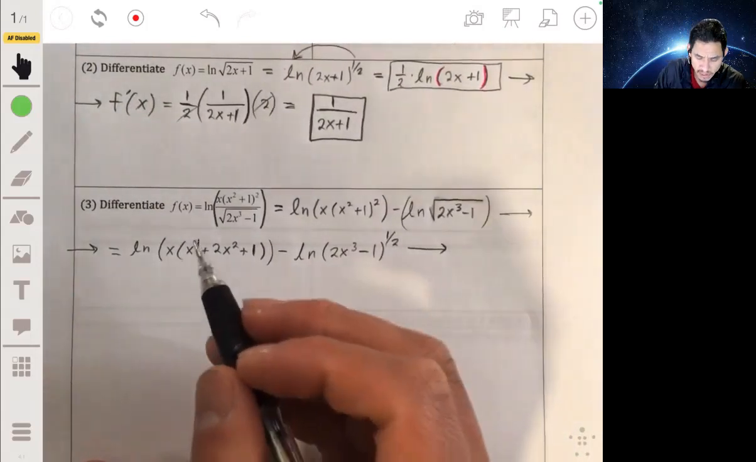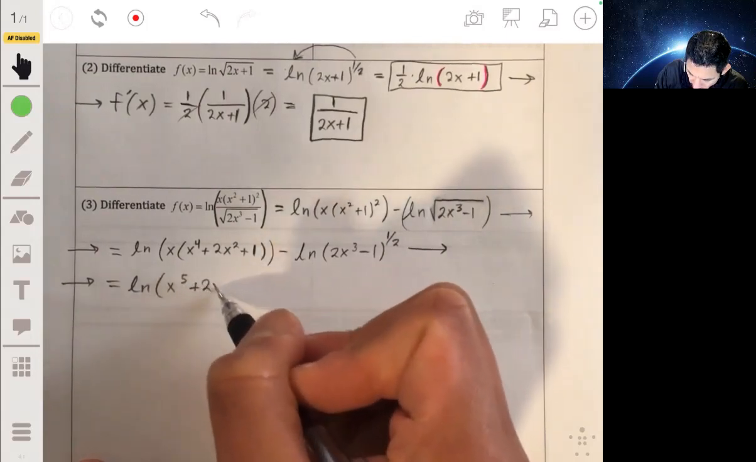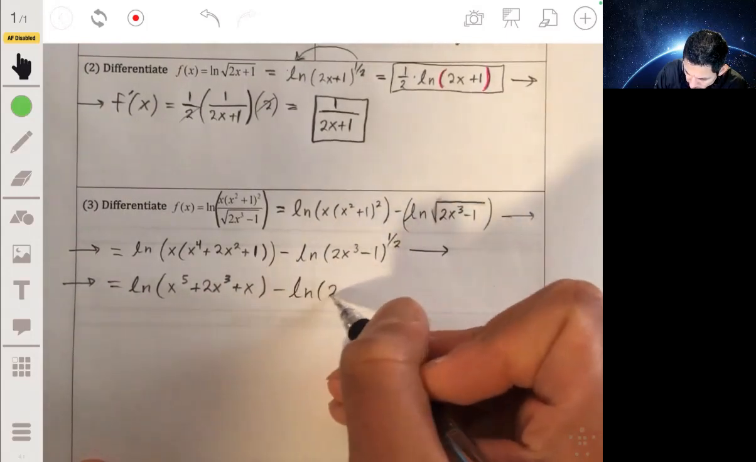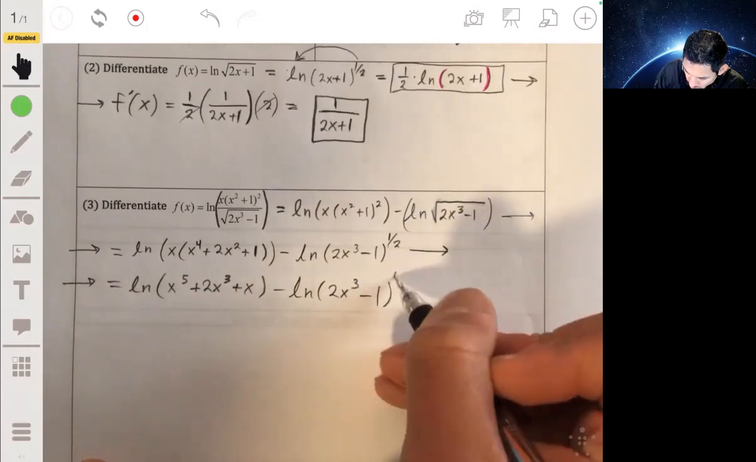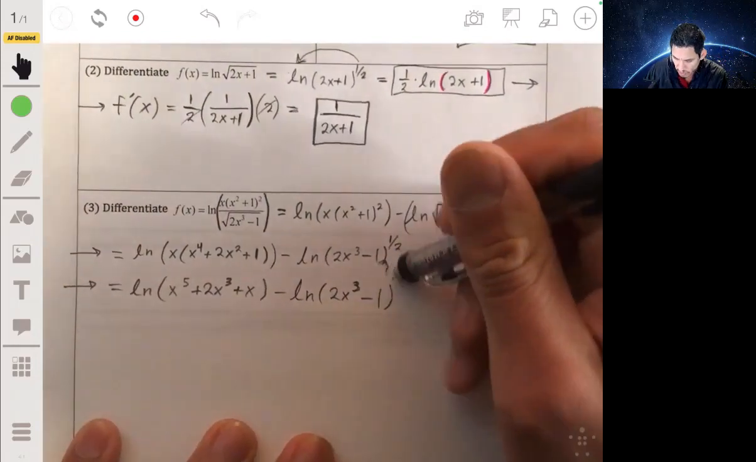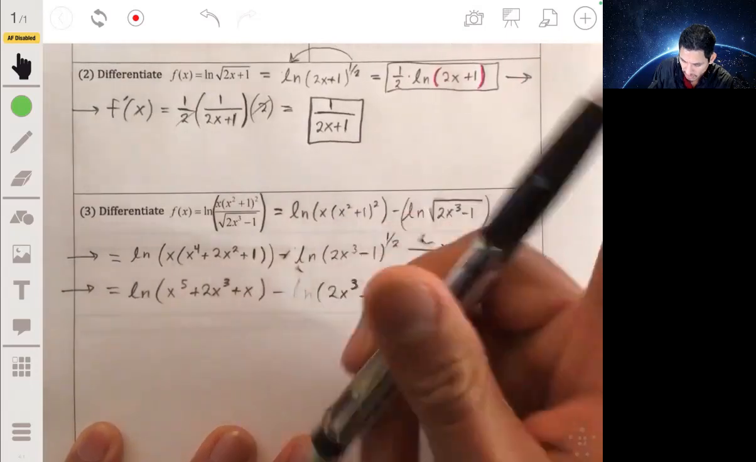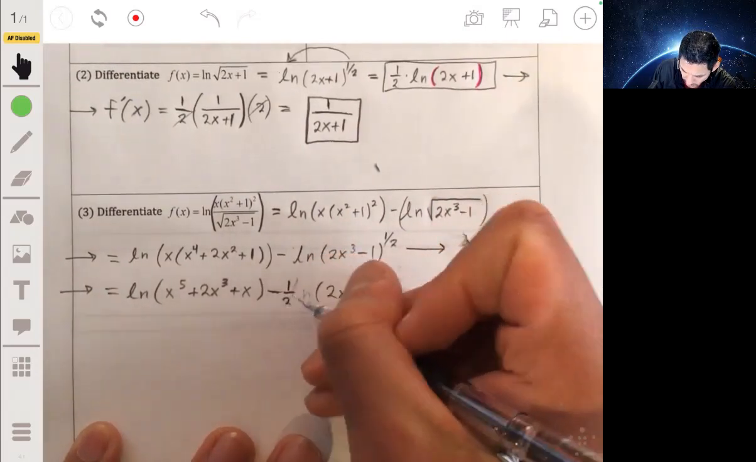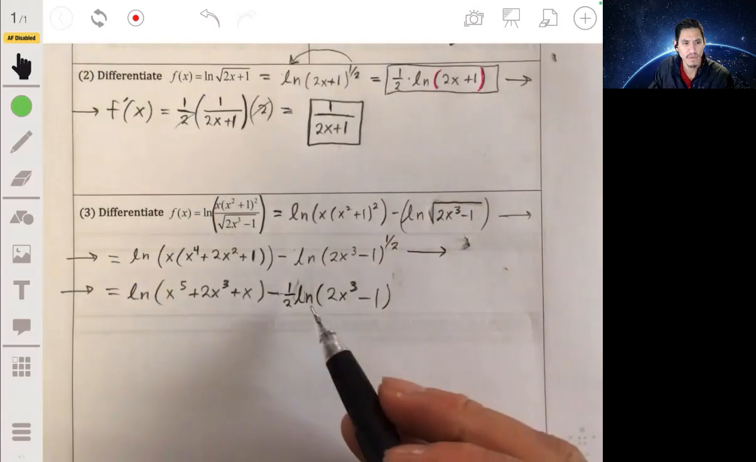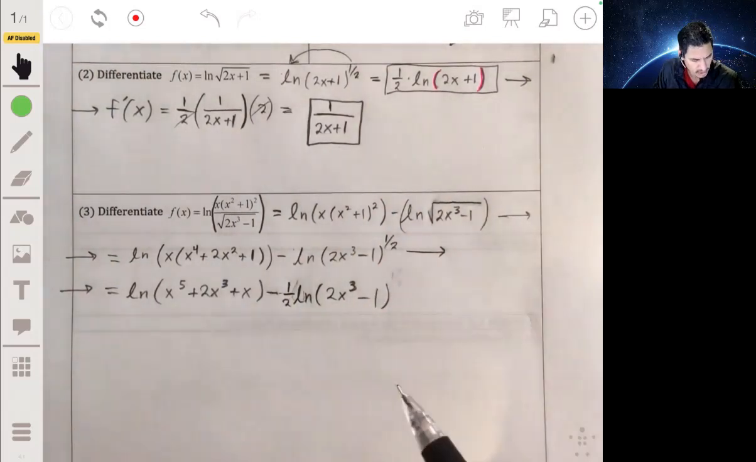Keeping this going, let's just rewrite and distribute that x. Natural log of x to the 5th plus 2x cubed plus x minus the natural log of 2x cubed minus 1 to the 1/2 power. Oh yeah, actually, let's move this 1/2 here. Let's put this as a coefficient again, because that'll make it easier to work with instead of having to use the chain rule. Let's actually make that 1/2 our coefficient. It's kind of what we did in the previous problem. So minus 1/2 times the natural log of 2x cubed minus 1 using the logarithmic property.